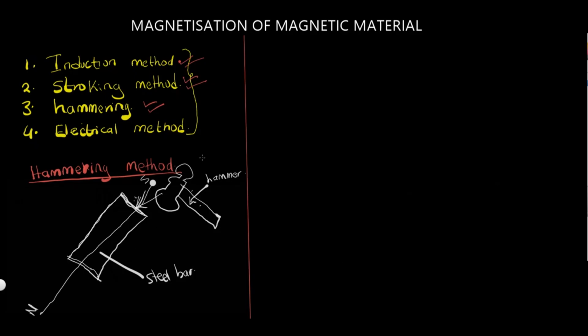So now let us look at the last part of the method of magnetizing magnetic material, which is the electrical method. How are you supposed to magnetize magnetic material using an electrical method? You can use a solenoid. For those who do not know what a solenoid is, a solenoid basically looks like this. It's just a winding around, let's say, a tube-like thing. You can have something like this.